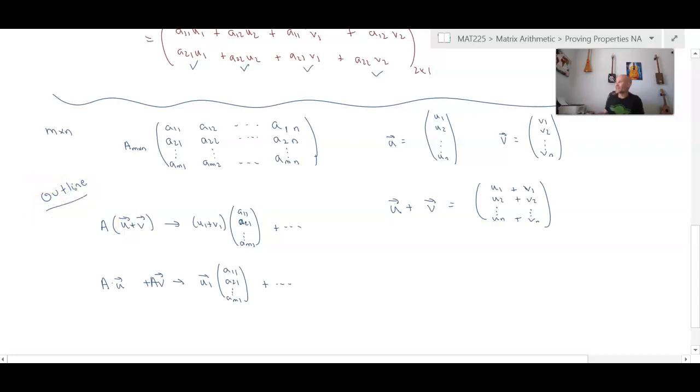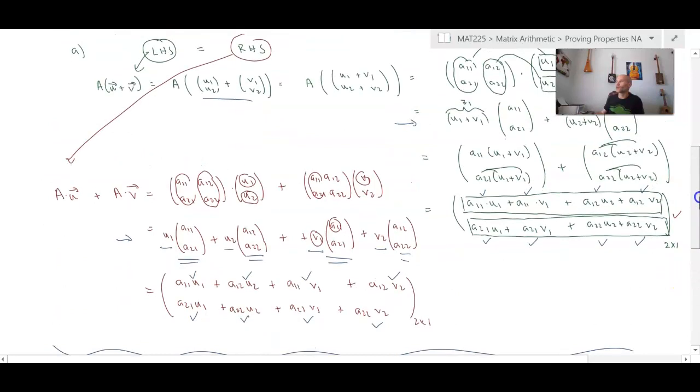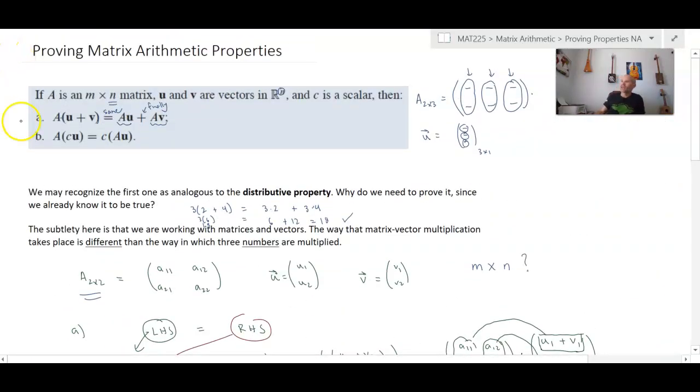It just takes a lot of writing, but we can see the logic of it in the 2 by 2 case. Now in the second property, which I'll just briefly mention, A times cu is the same thing as c times Au. What this suggests is that if you have a scalar multiplying a vector, you can factor that scalar out and multiply your end result by that scalar. So in other words, I can do A times u and factor out the scalar. I can't factor out a vector because that has to do with dimensional properties, but a scalar is just a single number, so it really doesn't matter where you multiply it.